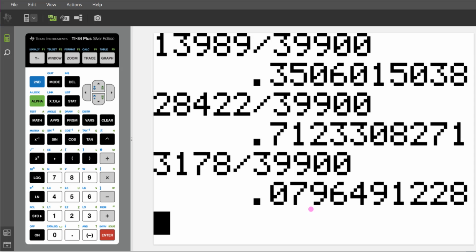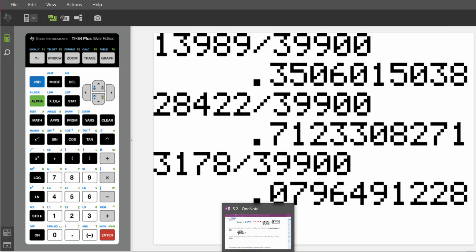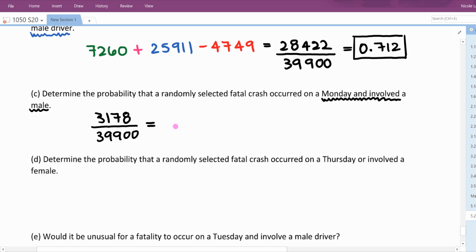To get our decimal answer. So for this one, if we want to round to the third decimal place, since there's a 6 that comes after, this is going to get bumped up. So instead of 0.079, this will get bumped up to 0.080. Okay, so about an 8% chance that a fatal crash will happen on a Monday and involve a male driver.